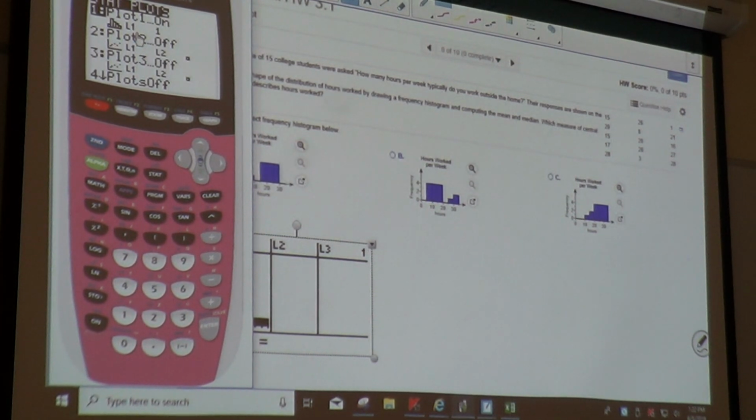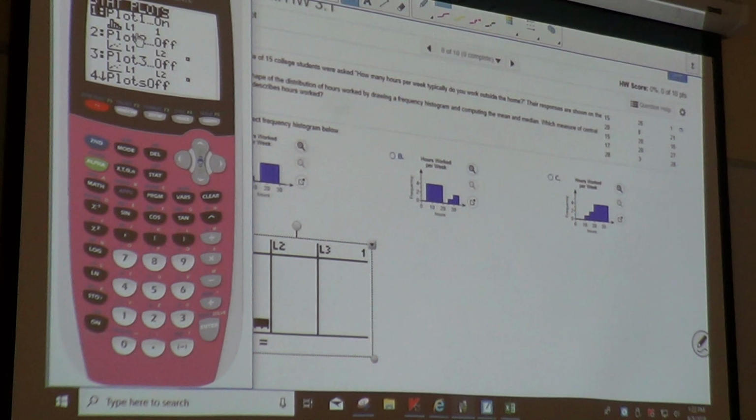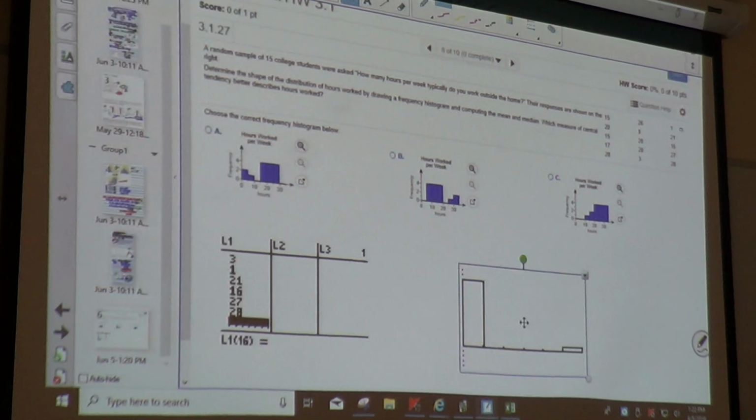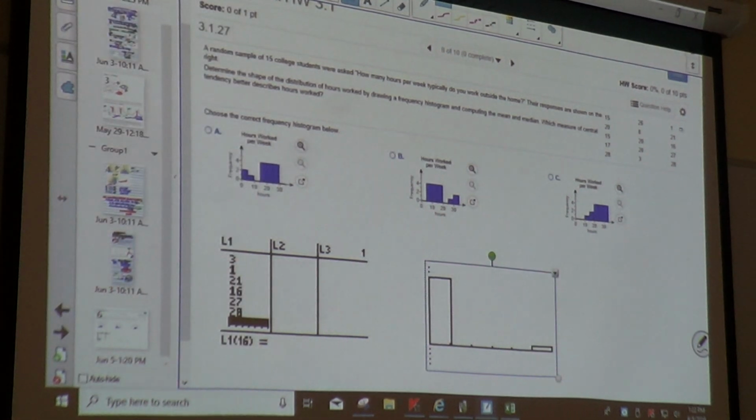So our stat plot's already on. So what do I do to look at me? It's like love potion number 9. Zoom 9. So if I do zoom 9, I got a little problem. It doesn't look like any of those. My graph doesn't look like that.